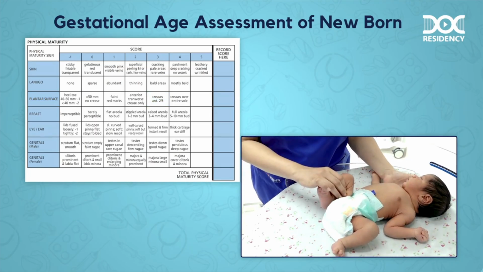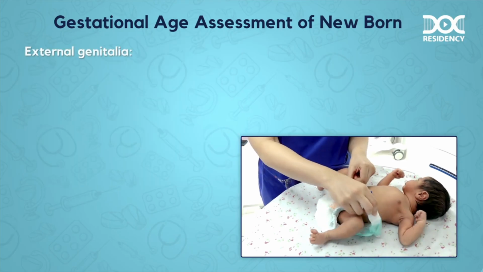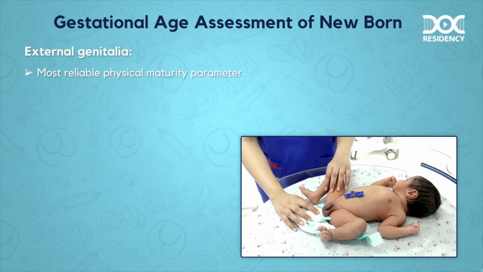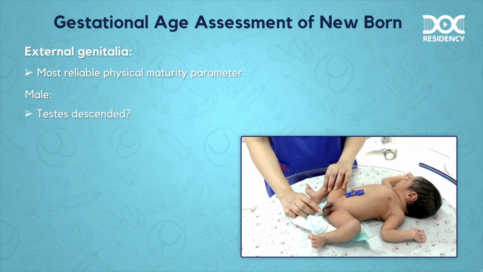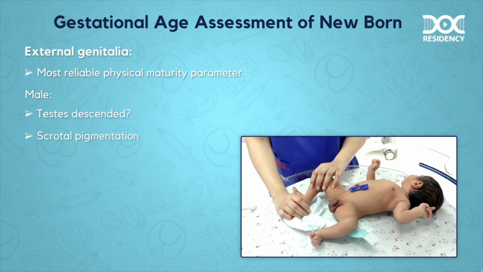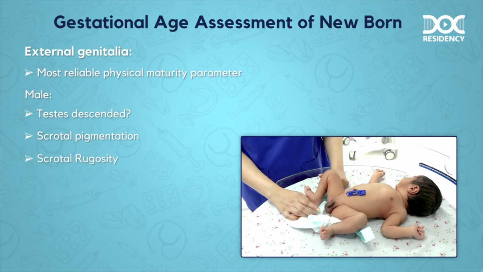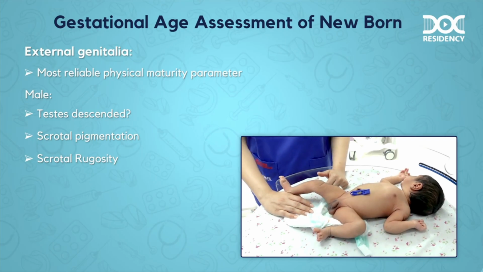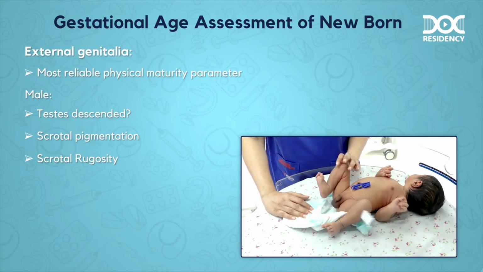The last aspect of physical examination is the external genitalia. External genitalia is said to be the most reliable physical parameter that is used for gestational age assessment. In a male infant, the following parameters are assessed. Whether both the testes are descended, in this particular baby both testes are descended, the presence of scrotal rugosity, again this baby has adequate scrotal rugosity, and the presence of pigmentation over the scrotal skin. These 3 parameters are assessed.